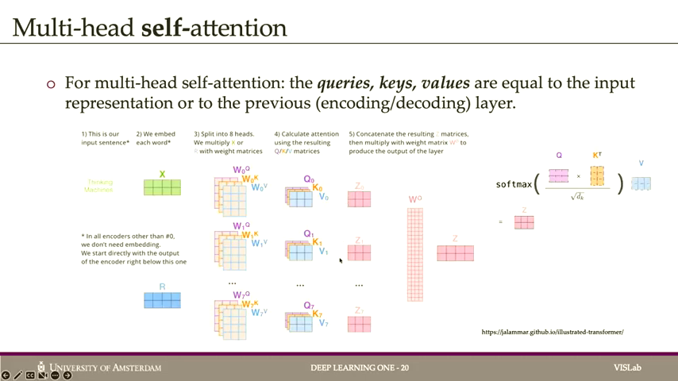So we have 8 such representations, which are concatenated here. They're projected again with another weight matrix, WO, to produce the output of the layer. So that's it. You are using 8 heads, multiplying your input with each of those, and then concatenating everything and projecting with a different linear layer to get the final output.